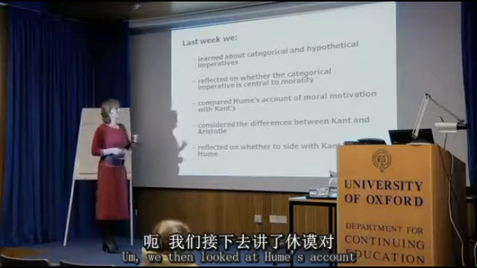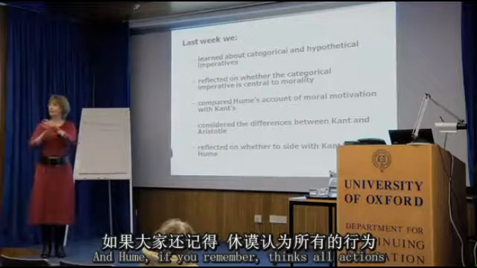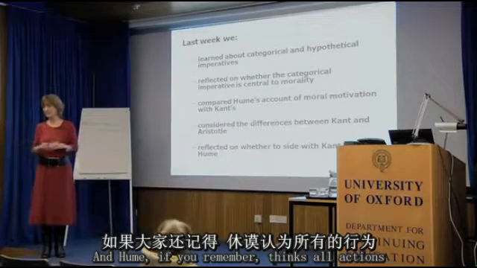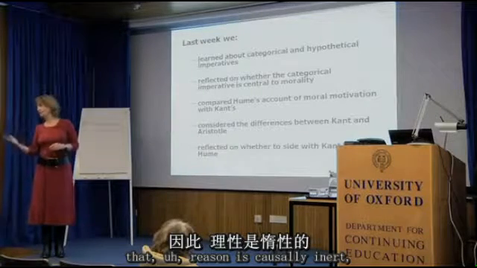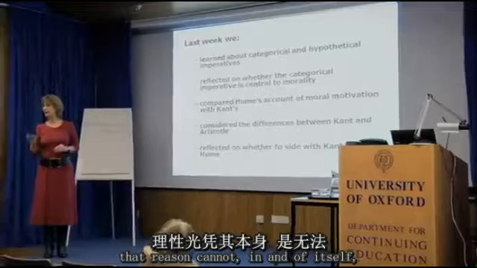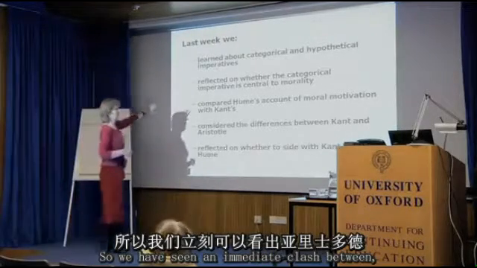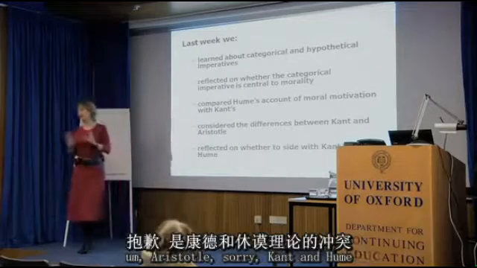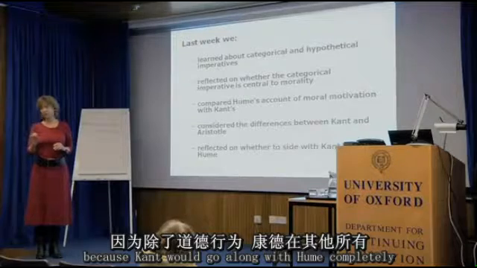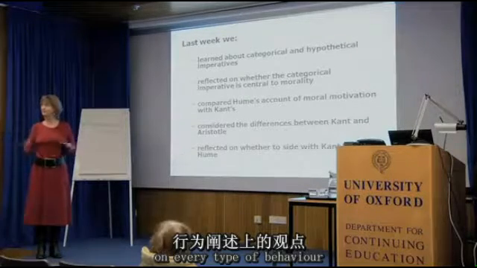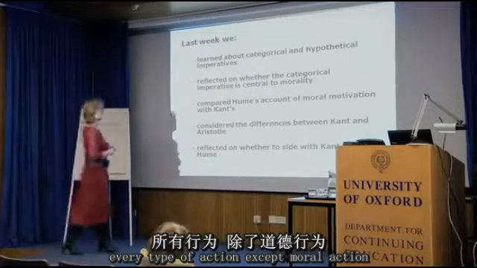We then looked at Hume's account of moral motivation, and we compared it to Kant's, and Hume, if you remember, thinks all actions are motivated by passions, that reason is causally inert, that reason cannot, in and of itself, cause any action. So we see an immediate clash between Kant and Hume, because Kant would go along with Hume completely on every type of behaviour except moral behaviour, every type of action except moral action.